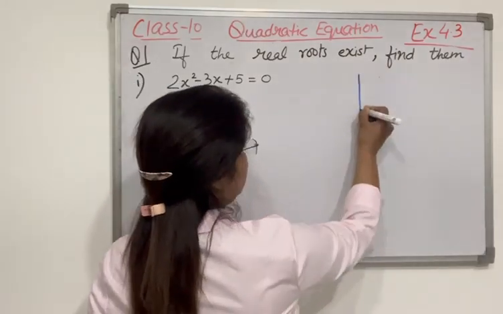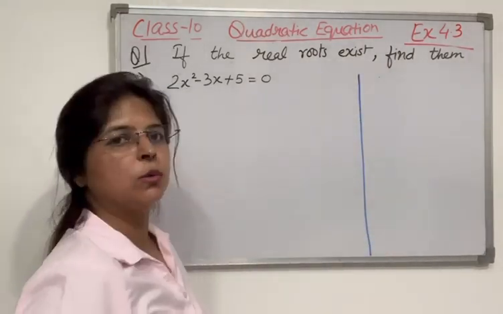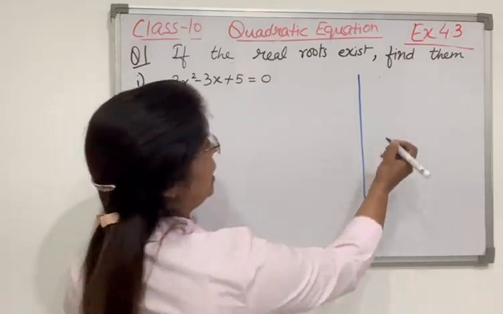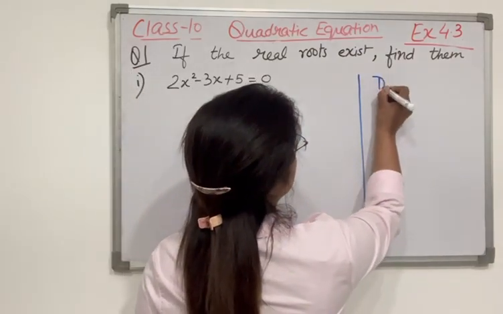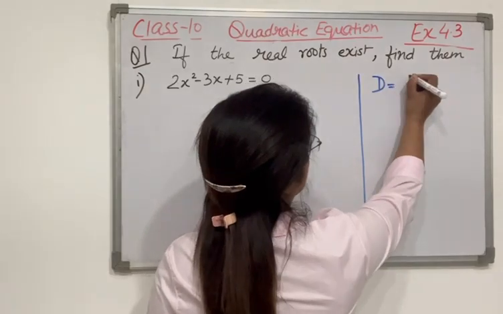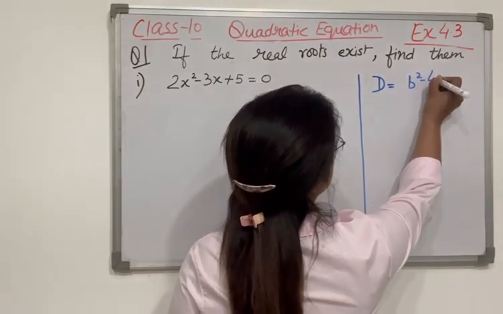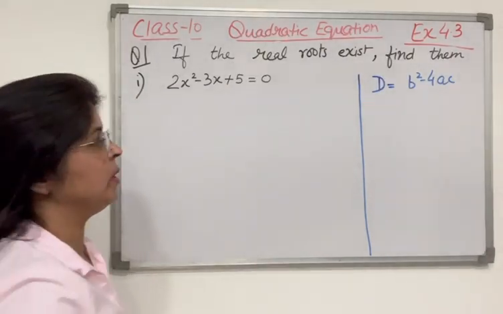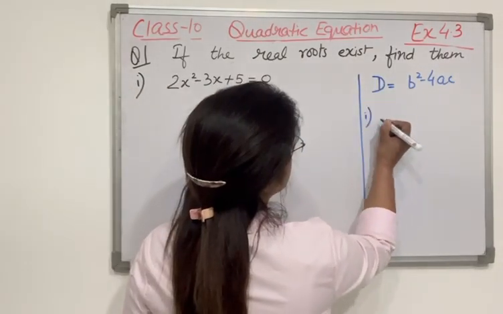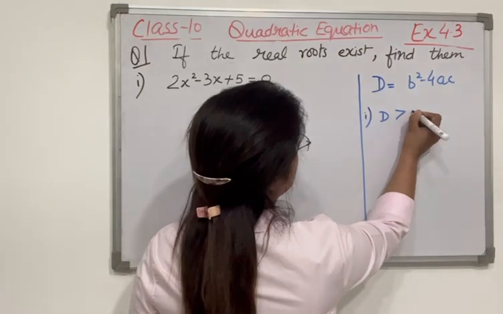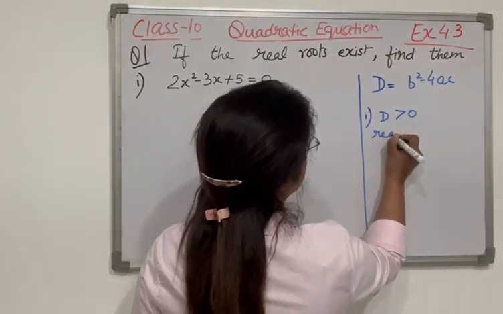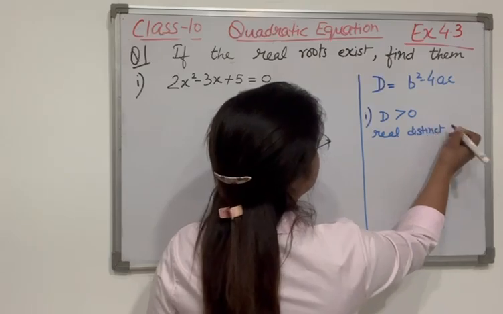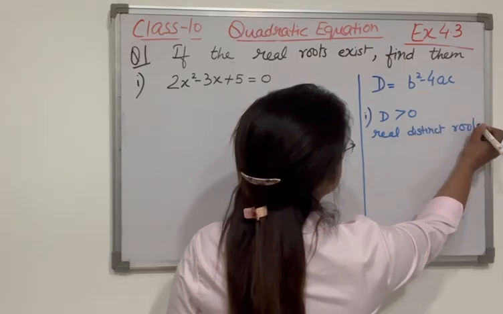and if you have watched my previous video, I'll put the link also in the description box. For real root exist or not, we have to check the value of D. D is equal to b square minus 4ac. From here we will find out b square minus 4ac. So the first case is, if D is greater than 0, real distinct roots exist. Distinct means different roots will exist.